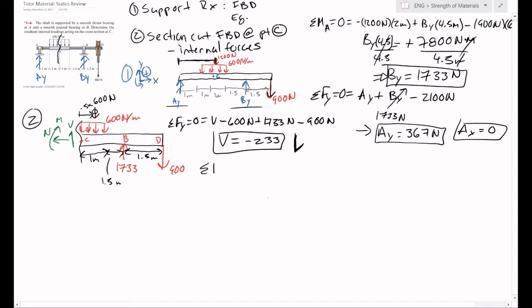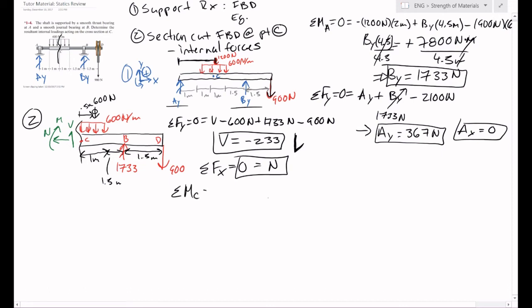Alright, now let's sum the forces in the x direction. Sum them to 0, and we get our normal. We just have our axial forces, so those are 0.